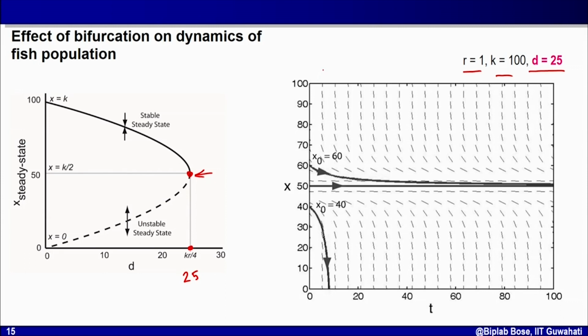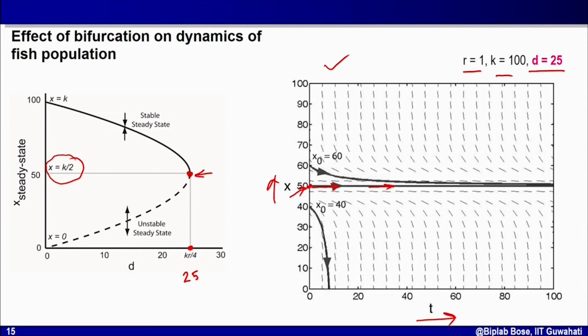So if I draw the direction field here with t in the horizontal axis, x in the vertical axis, so here I have the steady state. The direction field is telling this is the steady state, and obviously the bifurcation plot also tells me the steady state will be at k by 2, so that is 50. So if I start with 50 fishes at the beginning at t equal to 0, I will stay at that steady state. I will always have 50 fish in my tank.